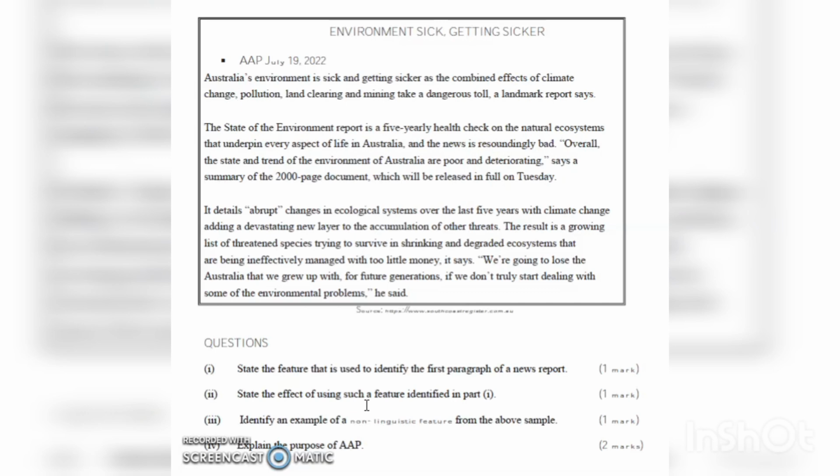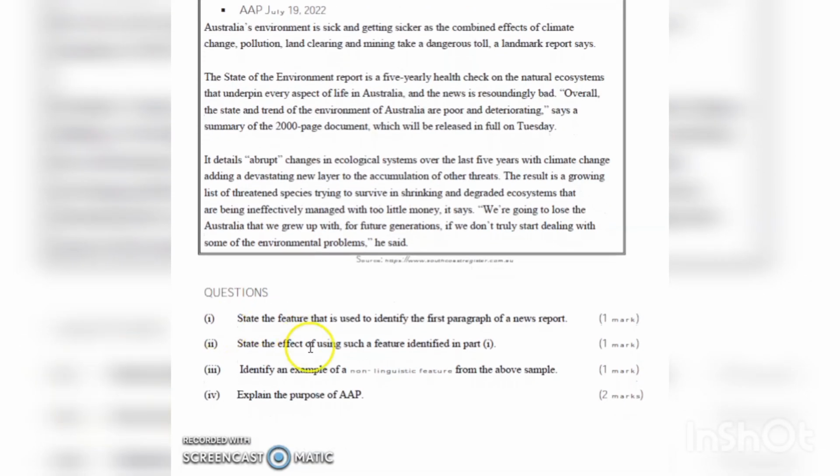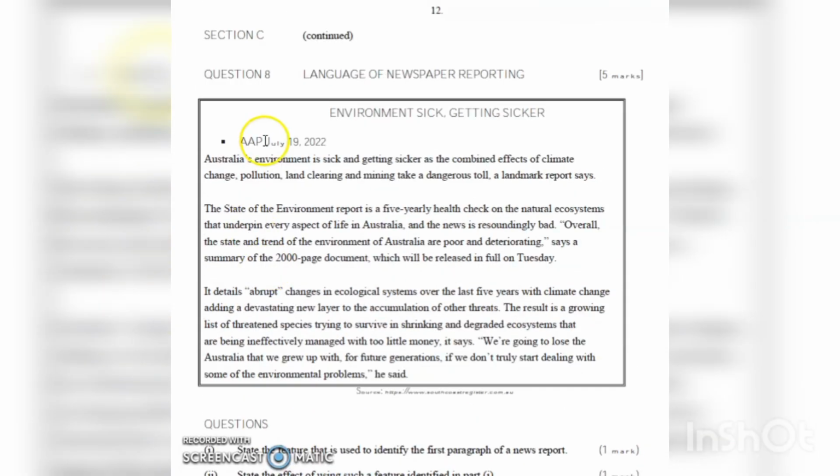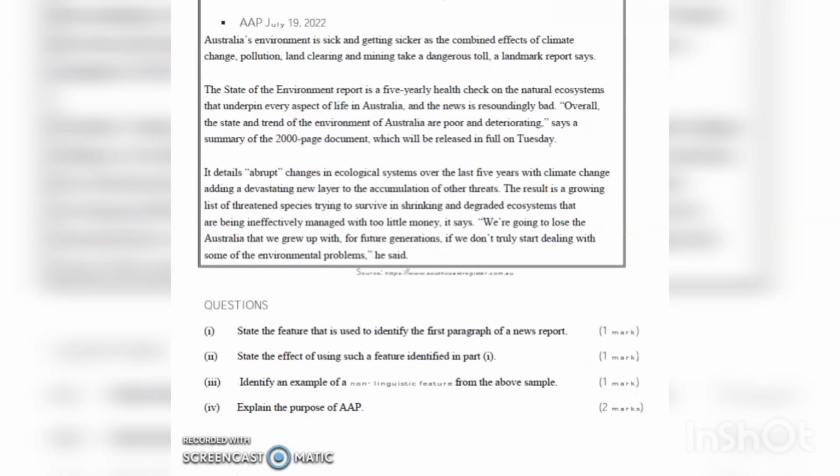Right? Once again, you can always refer to the detailed solution to verify your answers. Okay, next one, question number 3. Identify an example of a non-linguistic feature from the above sample. So you can use the heading, which is environment getting sicker, the date July 19th, 2022. So those are non-linguistic features.